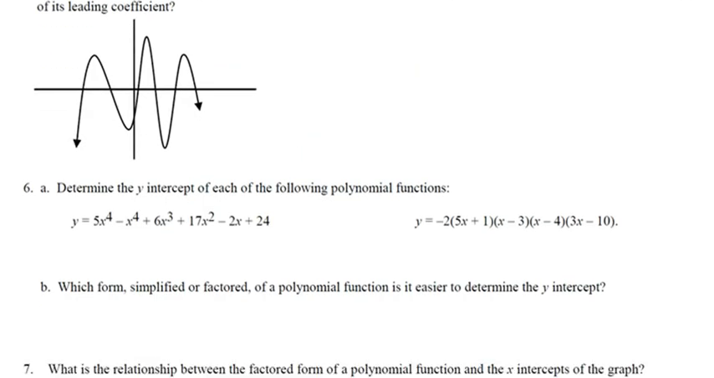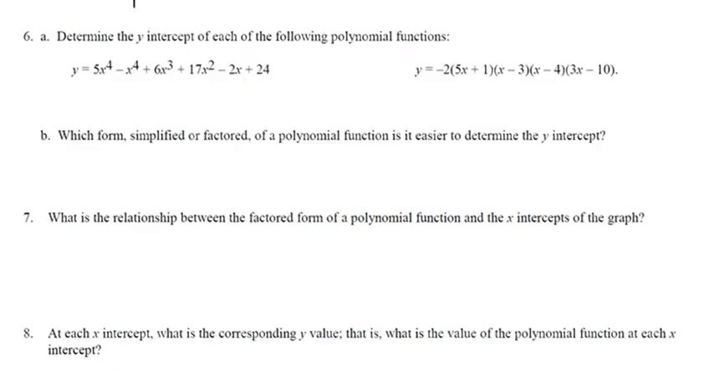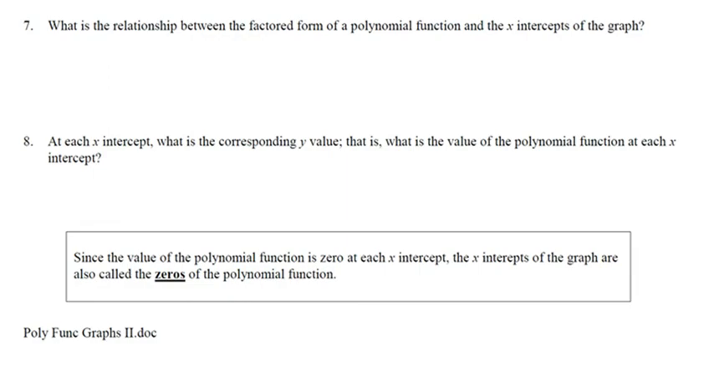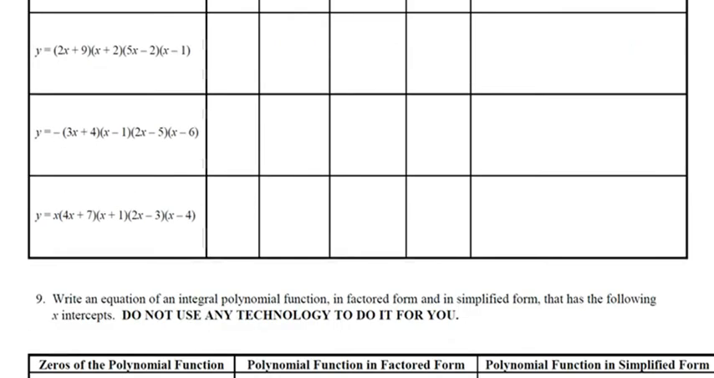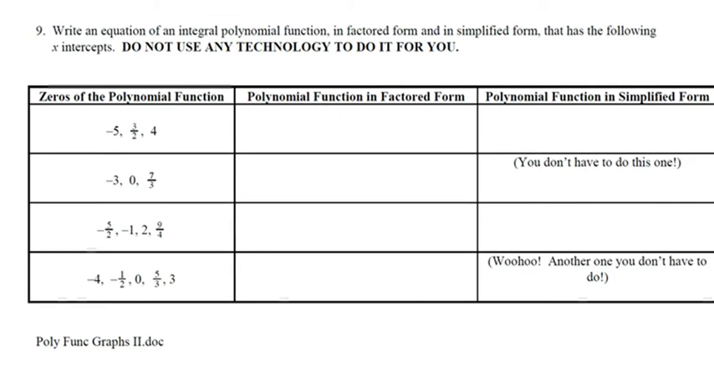And continue on, here's a polynomial function, and then determine the y-intercept of each of the following, and then blah, blah, blah, right? And use your newfound knowledge and what you already know about the effective degrees to not use graphing technology to sketch out a possible graph. Okay, what would this graph look like? So it doesn't need to be exact, but certain characteristics need to be there. All right, there you go.